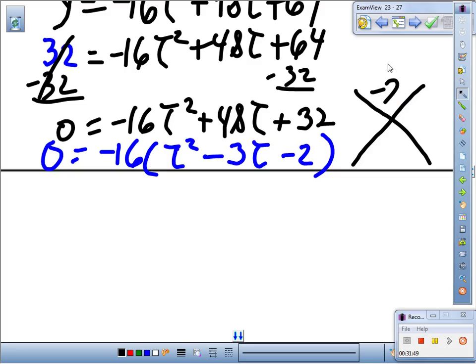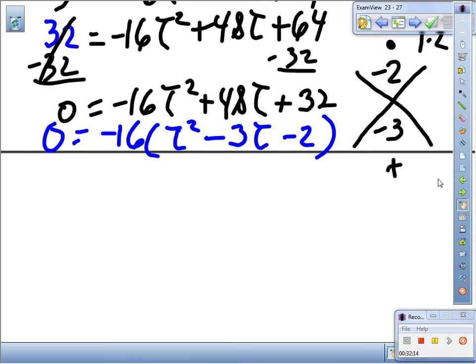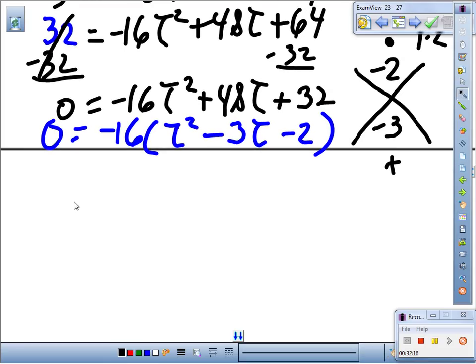Negative 2 goes up here, the negative 3 down here. What are the factors of negative 2? 1 times 2. Can we add those to give us negative 3? If they were both negatives, but if this one's negative, that means one of them has to be negative, so it doesn't work. So no, since we cannot factor it, we're going to use everyone's favorite, the quadratic formula.